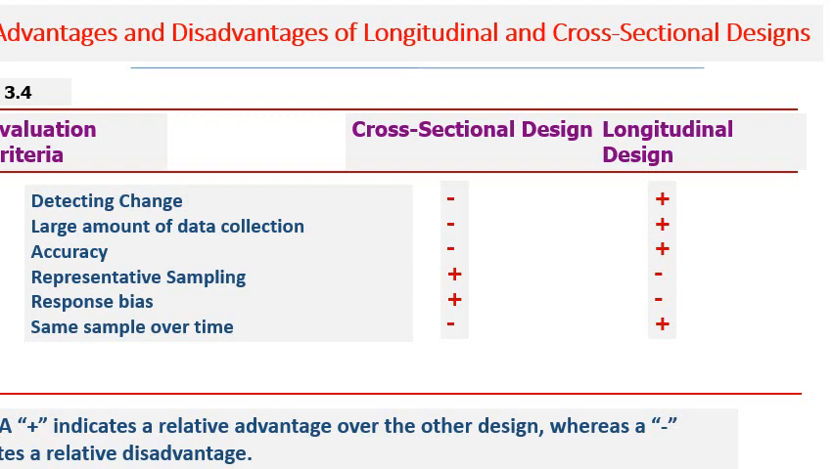Representative sampling, in here cross-sectional design will be at advantage. Response rates, cross-sectional design will be at advantage in this criterion. Same sample over time, of course, longitudinal is at advantage, because they have to employ the same sample over time.